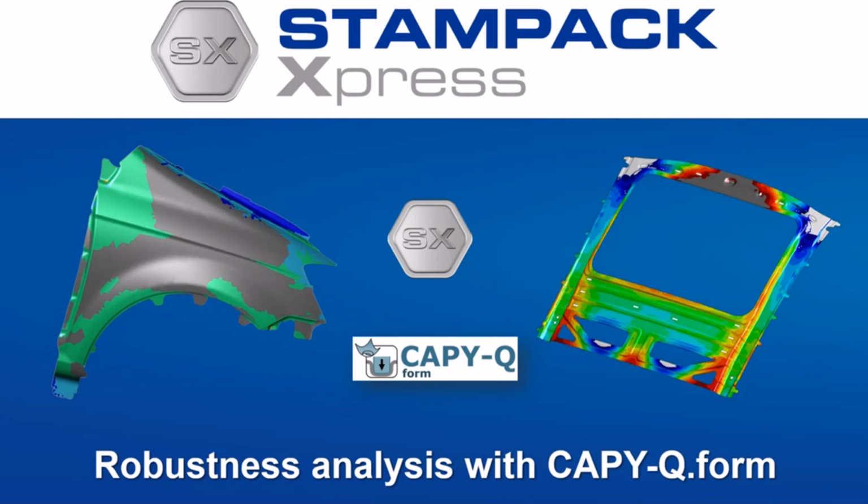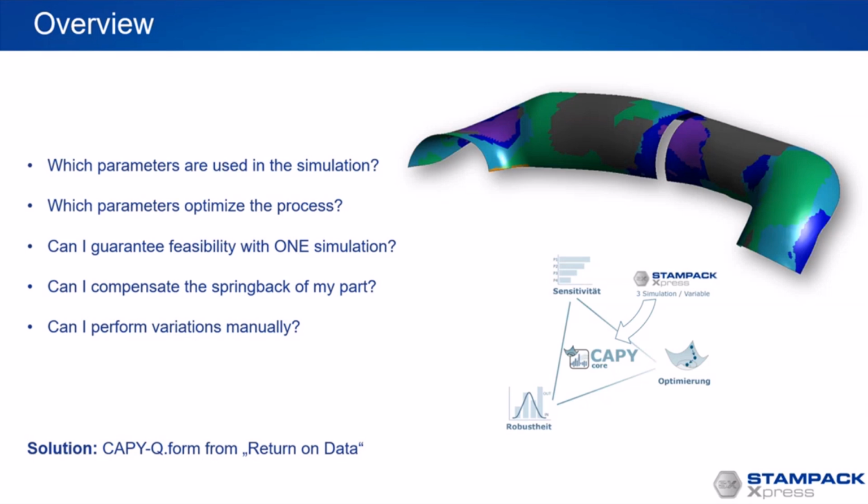Let's go. Today we will speak a lot about parameters. Before we take a look in detail, we will try to see what kind of parameters are used in simulation software, which parameters optimize my process, and on the contrary, which parameters maybe do not have any influence at all. What we want to do in the end is to answer some very easy questions. Can I guarantee a feasibility if I just make one simulation with one parameter setup? Can I compensate the springback of my part? Or is it simply impossible to compensate the springback?